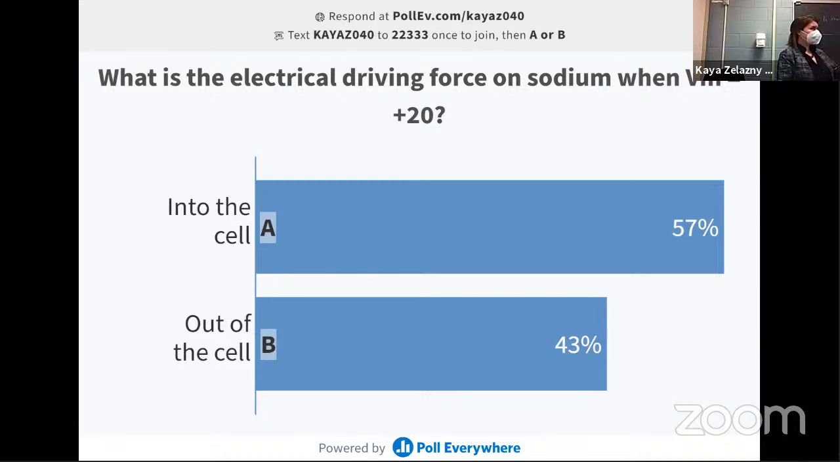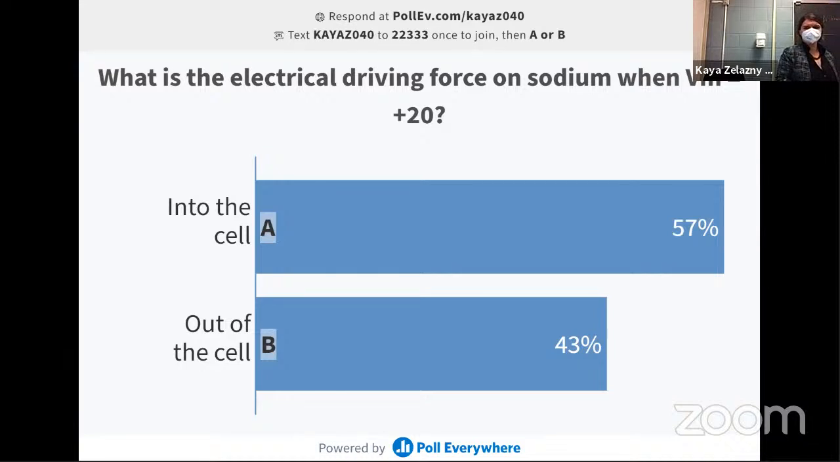Just for the electrical driving force, the electrochemical driving force is still pointing in, which implies that a large part of why that membrane equilibrium potential for sodium is so high has to do with the chemical driving force. So we would be accounting for both factors, which is why the electrochemical driving force is still pointing in, but the electrical driving force would be pointing out at this point.